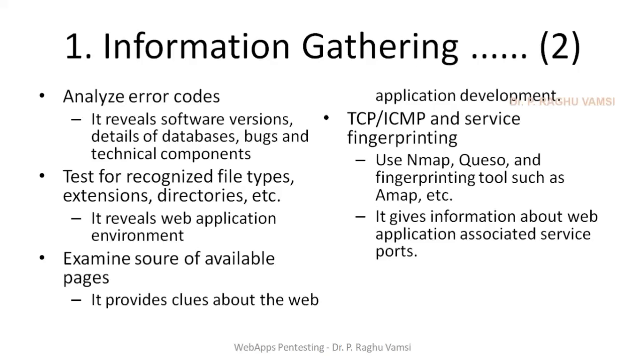Then examine the source of available pages. It provides clues about the web application development. That means the source of the available pages may show they have used JavaScript, VBScript, Ajax, or any other scripting. Sometimes they may develop the code and forget to remove the comments. That may be kept in comments and might not have been cleared by the time of deployment. So these kinds of things you may come to know by observing the source code.